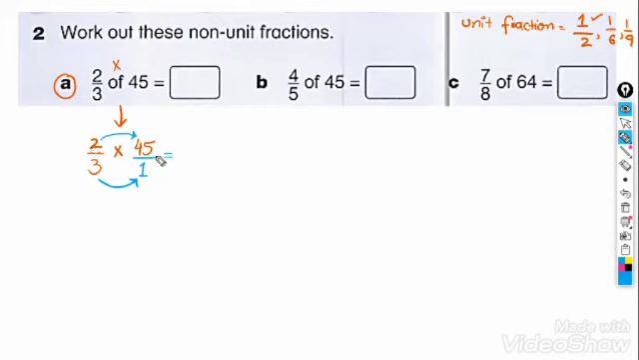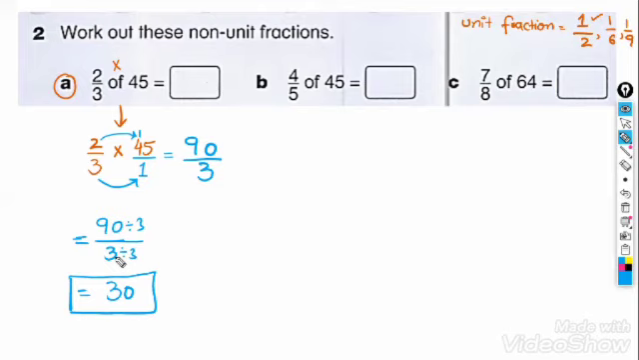So 2 times 45: 5 2 times is 10, 2 4 times is 8 and 9. So it will be 90 and it is over 3. So you will get 90 upon 3 here. Now you can either divide both of these numbers by 3 or simply cut them. You will get 30 as your answer. Like 3 1 times is 3 and 3 3 times is 9, plus the 0. So it will become 30.